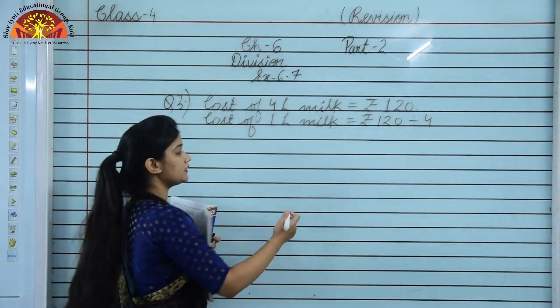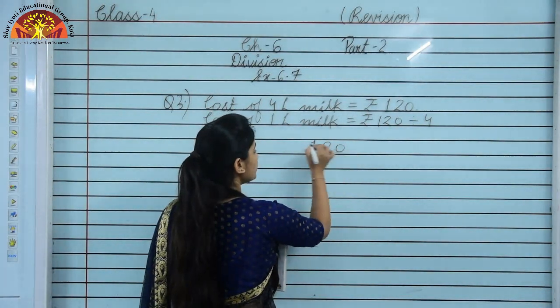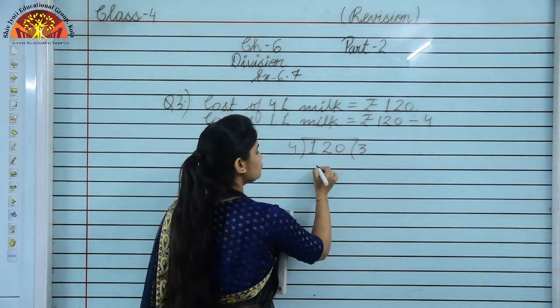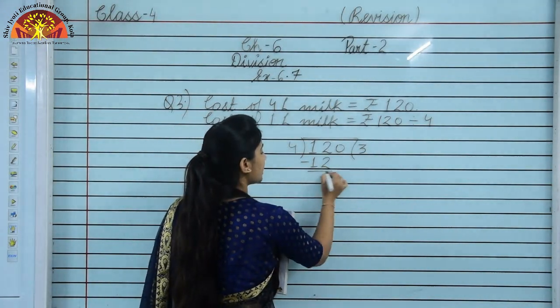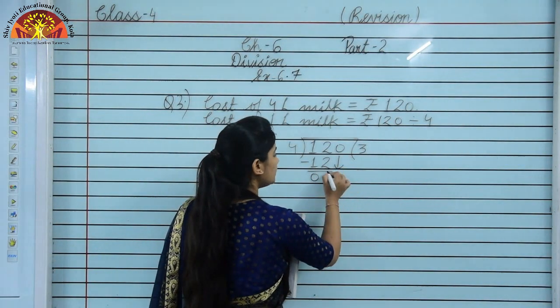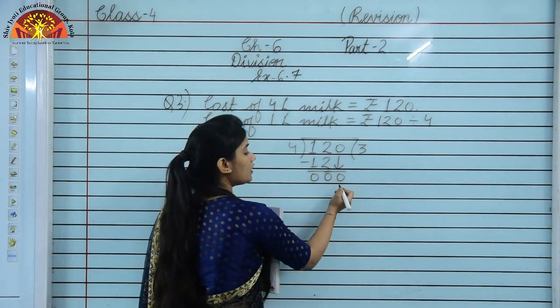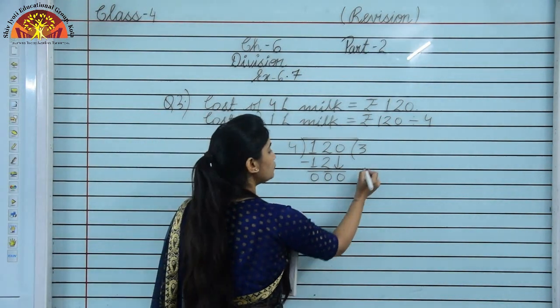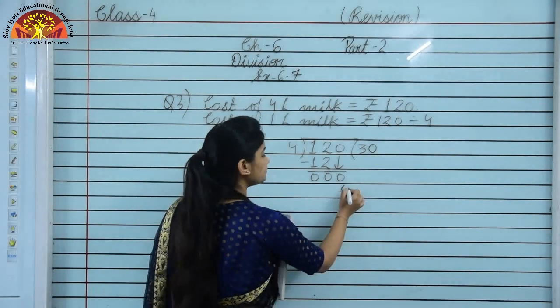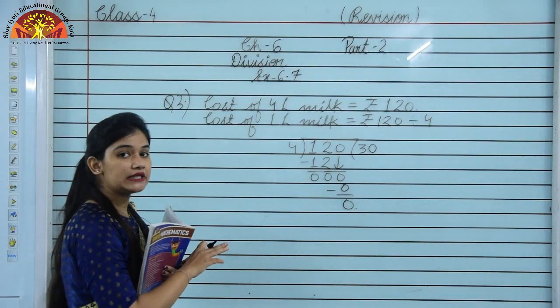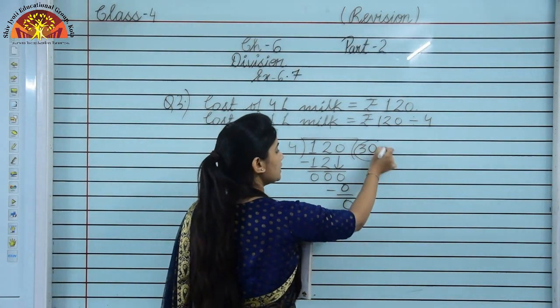So now see here, 120 divided by 4. 4 3s are 12. Now we'll subtract the numbers. 2 minus 2 is 0, 1 minus 1 is 0. Now 0 will come here. So now students, you can see we are not able to divide it anymore. So what we have to do, we have to put a 0 here and the remainder will be 0. So now the cost of 1 liter milk is rupees 30.